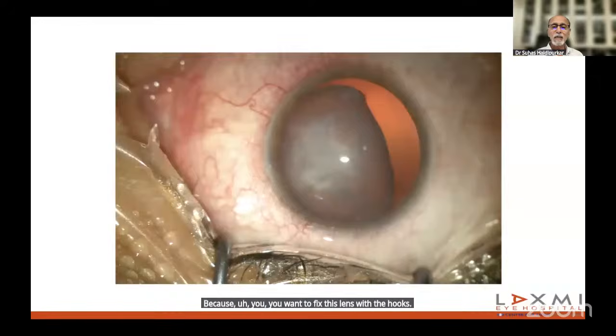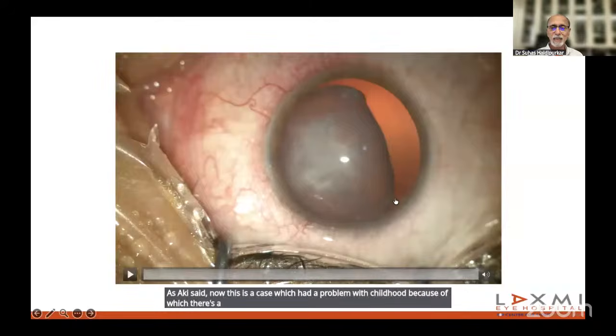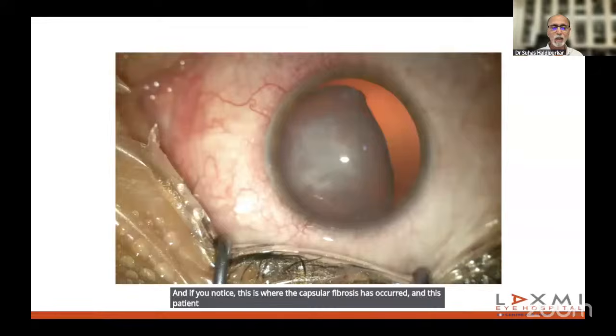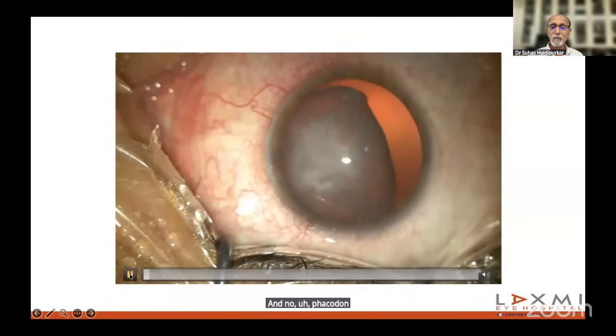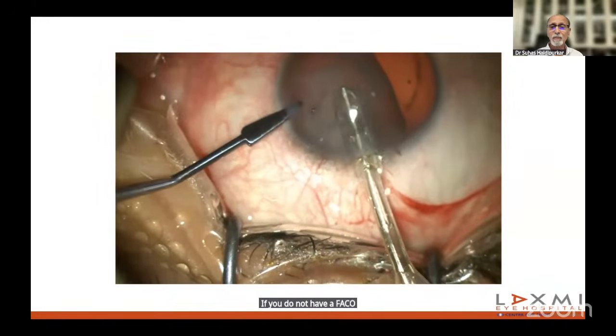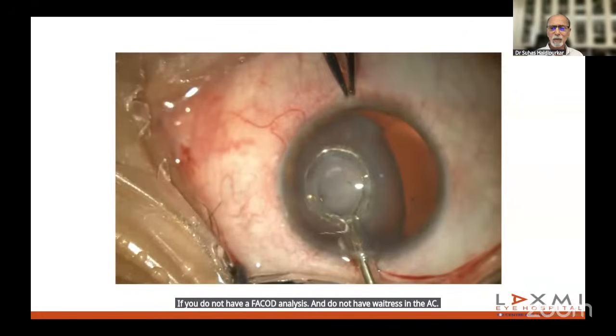As against that, this is a case which had trauma in childhood, because of which a big lens coloboma has occurred. And if you notice, this is where the capsular fibrosis has occurred. And this patient has no vitreous loss and no phacodonesis. So that means it's a much easier case to do. If you do not have phacodonesis and do not have vitreous in the AC, the case becomes straightforward.